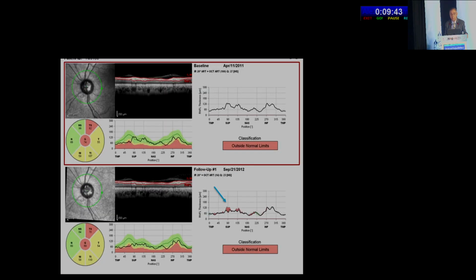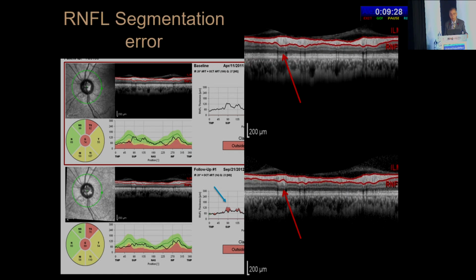Then, of course, there are the machine errors, like what Dr. Mansberger already showed you. You can see here, it looks like there is progression. But if you look carefully before you assume that there is progression, you realize that the software has missed the lower boundary of the nerve fiber layer. So therefore, it's a missegmentation. It looks like it has gotten thin, but it hasn't really.